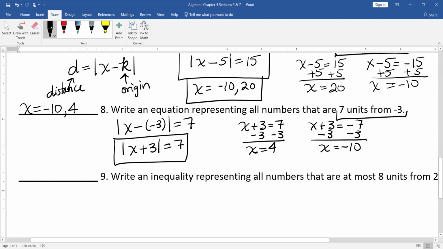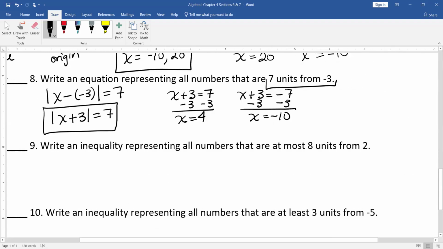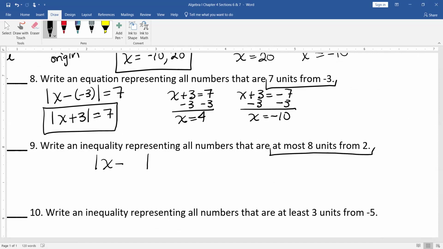All right, so now let's look at writing inequalities. Same process. You still have the absolute value of x minus some number. And then this is where we have to be careful what our symbol is. And then we have our distance. So we have at most 8 units from 2. All right, so we know that our midpoint, our origin, excuse me, is 2. And we know that our distance is 8.